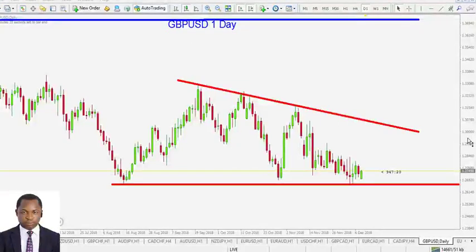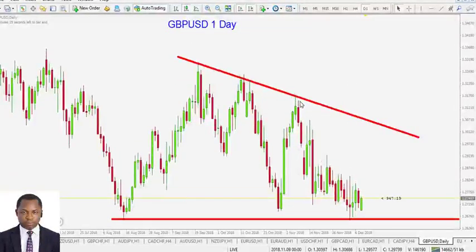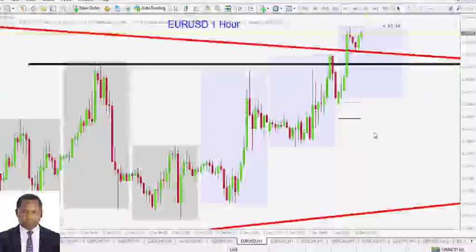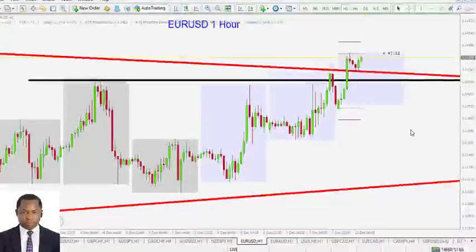All right, let's move on to the other pairs that I actually wanted to show you. I'll be very quick about that. The first one, the euro against the American dollar. Well, in the 1 hour time frame, we can clearly see that.